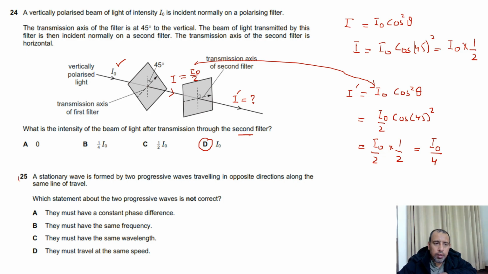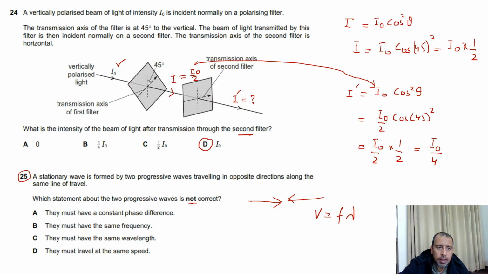For this question 25, stationary waves are formed by two progressive waves traveling opposite towards each other. Means one wave is traveling in this way, the other wave is traveling in this way. Which statement about the two progressive waves is not correct? You know that the relation is V is equal to F lambda.